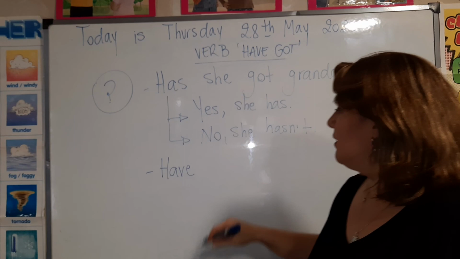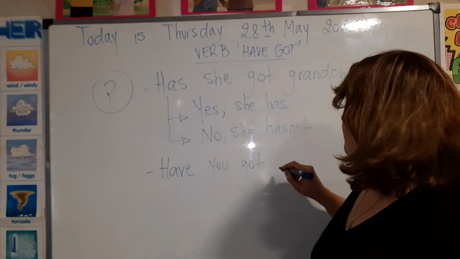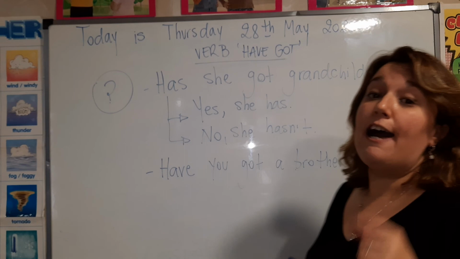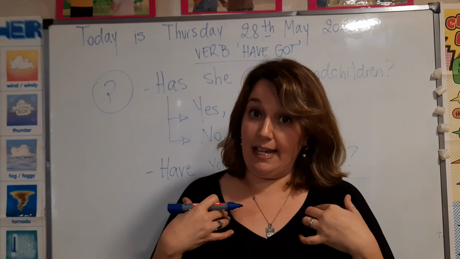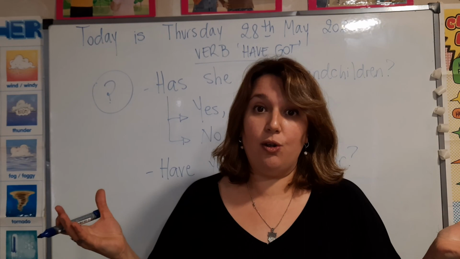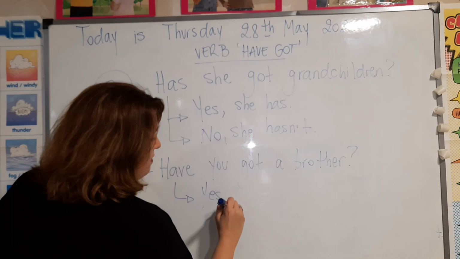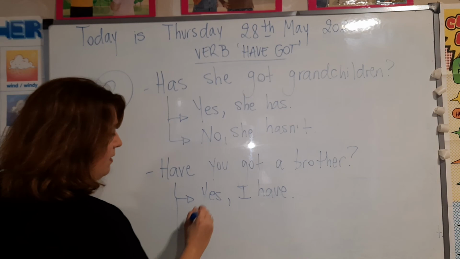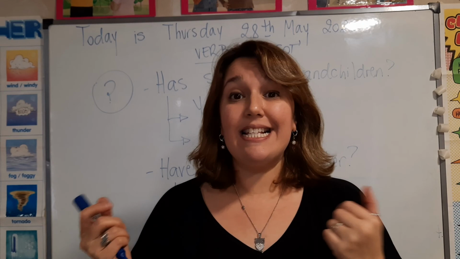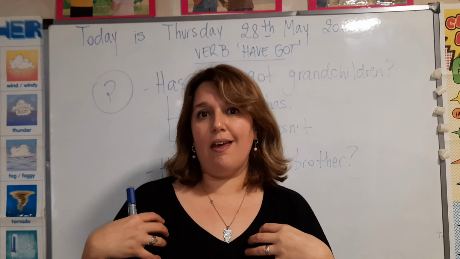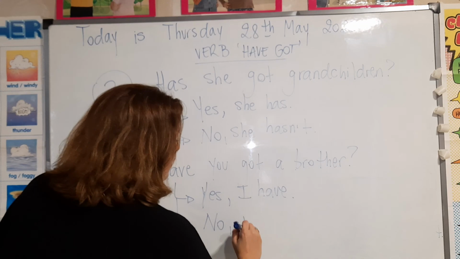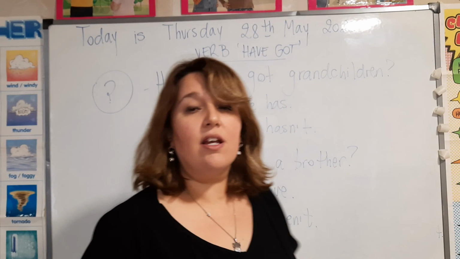For example, have you got a brother? Have you got a brother? Yes, I have. In my case, I will say, yes, I have, because I do have a brother. Yes, comma, I have, full stop. But if you ask me, have you got a sister? I say, no, I haven't. No, I haven't. So, this is the verb have got.